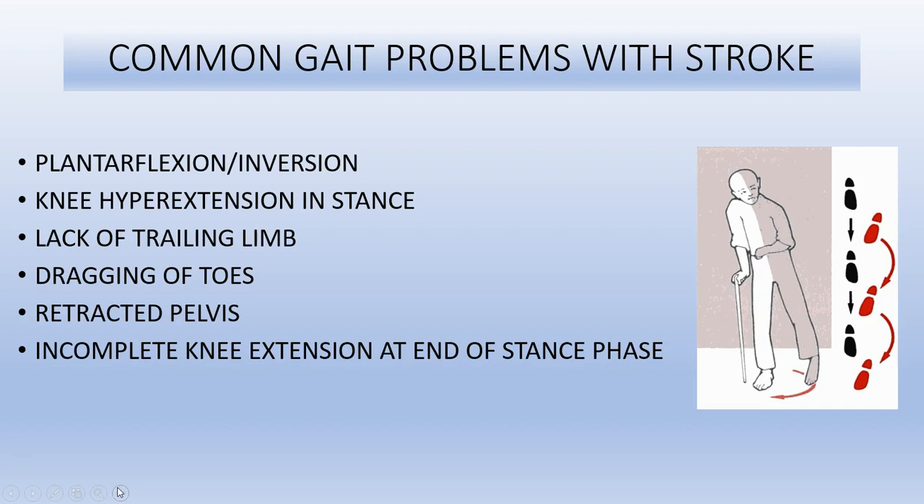We are all familiar with the common gait presentation of the hemiplegic patient who has had a stroke and an equinovarus foot type with lack of pelvic motion, lack of knee motion, and generally dragging of the foot, and lack of a trailing limb, and appropriate gait instability.